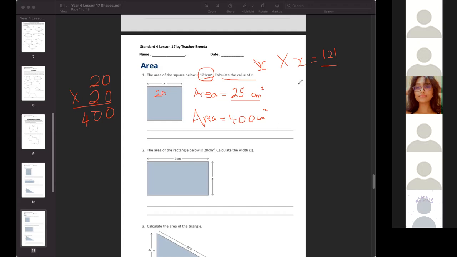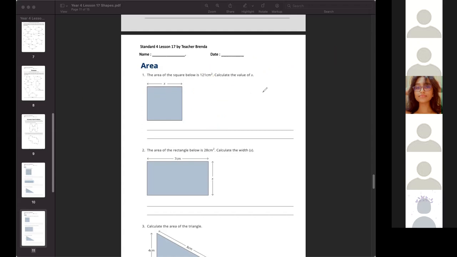Now, can you just write in the exam saying that 11 centimeter times 11 centimeter is 121 centimeter squared? So, x is 11 centimeter. This is how you can write it. Or you can do all that trial and error and come to an answer. Do you understand?